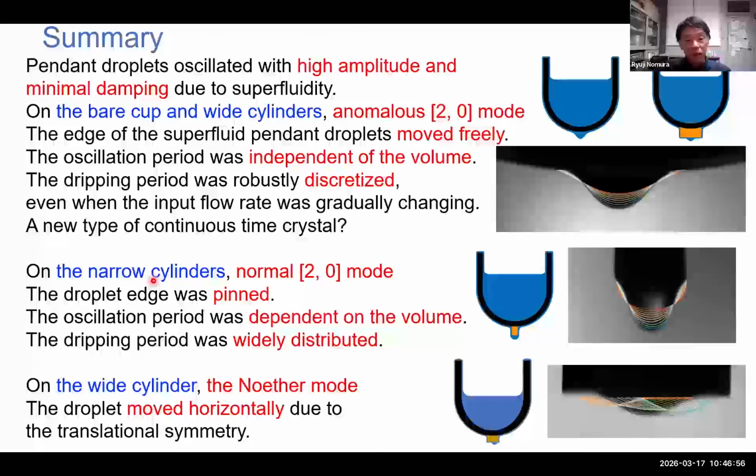But for the narrow cylinder, the edge was pinned, and it shows a volume-dependent oscillation. This is similar to the water oscillation, so I call it normal. And it has a wide distribution, which also resembles the dripping of water. In the wide cylinder, I observed the translational mode that freely oscillates along the bottom surface. Okay, that's it. Thank you for your attention.